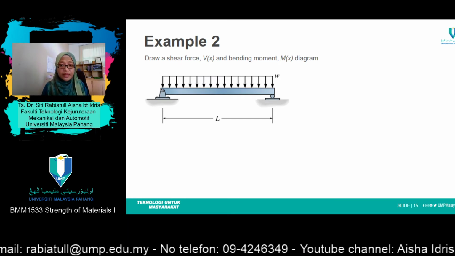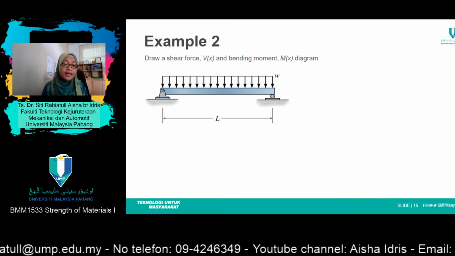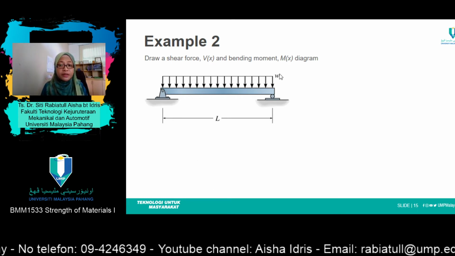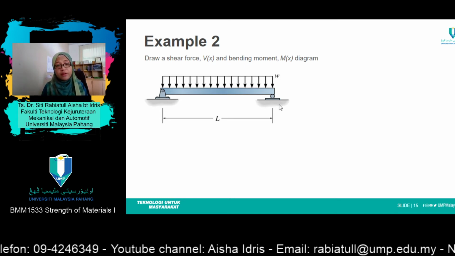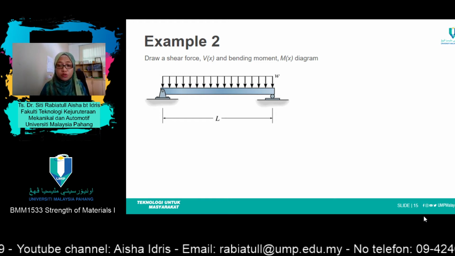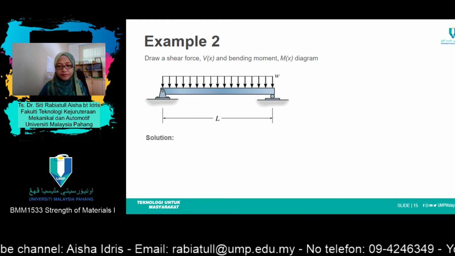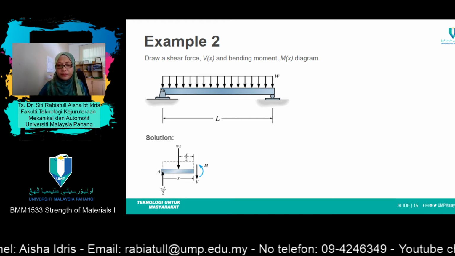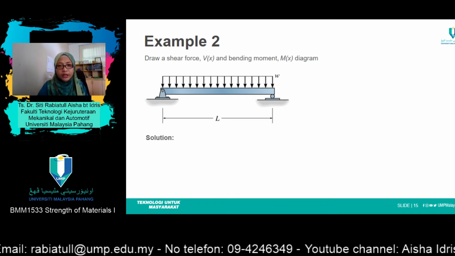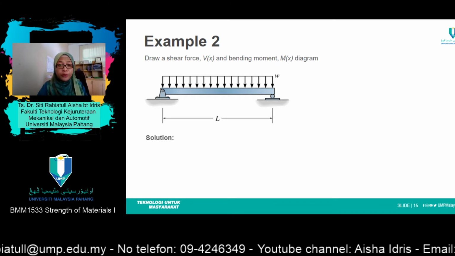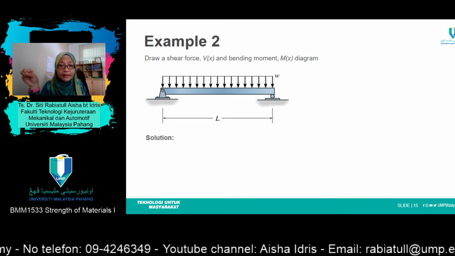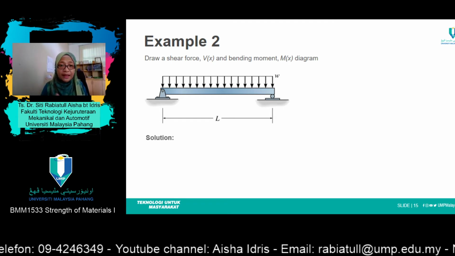Okay, now let's move on to example number 2. This one takes a different type of loading, which is a uniformly distributed load. So how can we solve this type of problem? Okay, first of all, as usual, we need to draw a free body diagram. Before that, it can either be done by drawing a free body diagram for the total length itself, or we can just straight away cut the section.